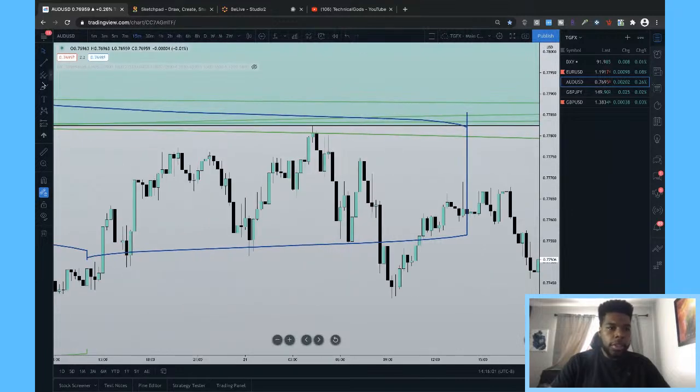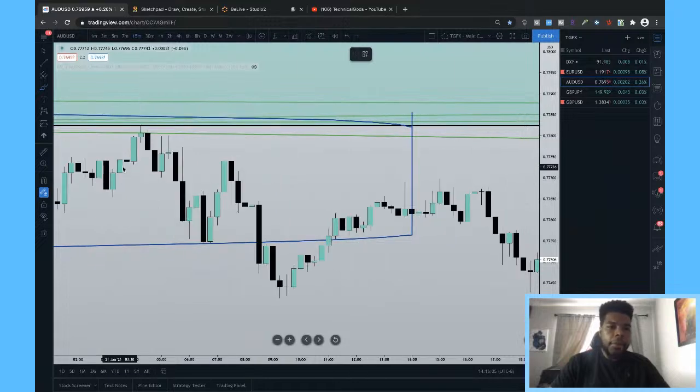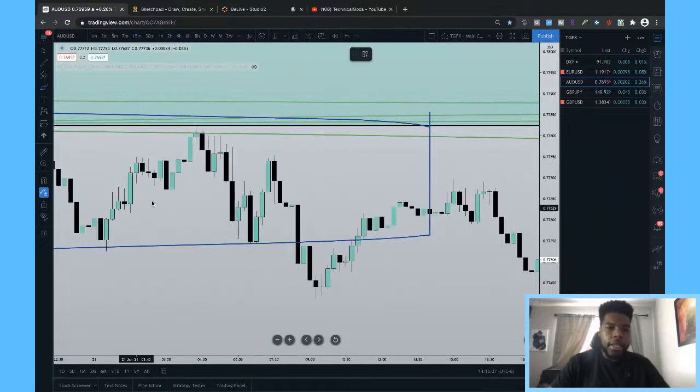Okay, so once price actually pushes up into the zone, what you're going to notice on lower time frames is that we potentially had some kind of trend line that was maintaining higher lows on lower time frames.